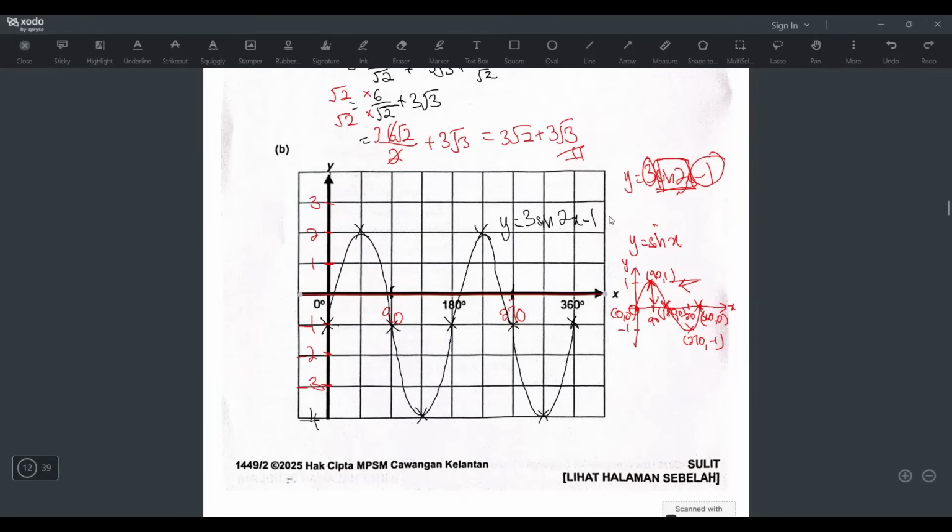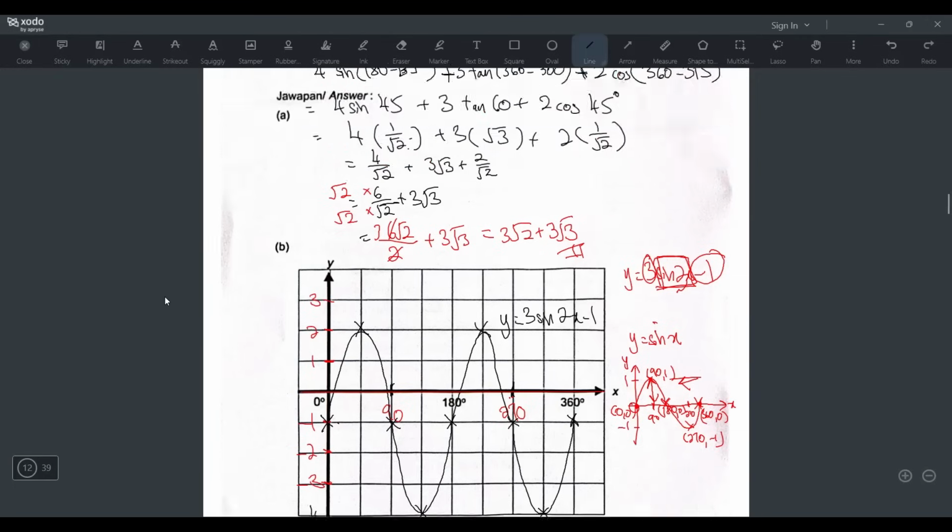Sine 2x, 2 sine graph. 3 means the amplitude has to be 3. -1 means turun 1 unit. That's why the maximum value becomes 2 and then the lowest becomes -4. Alright. Sudah siap.